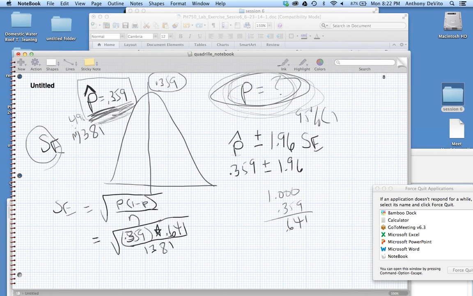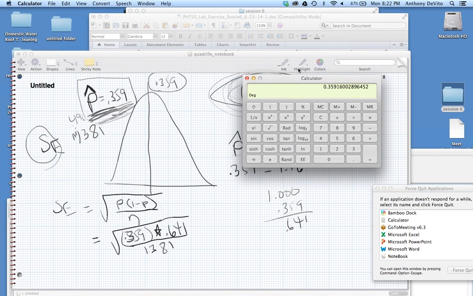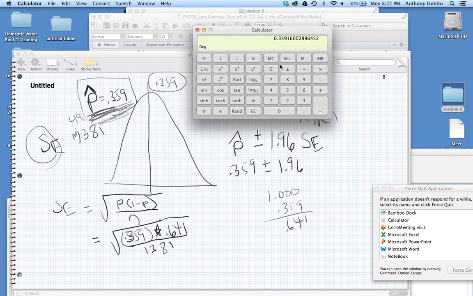I would normally do this in Excel, but I'm going to go ahead and use my calculator to do it here. So I'm going to clear everything, including the memory. Actually, I don't even need the memory. 0.359 times 0.641. That's equal to 0.230, divided by 1381.